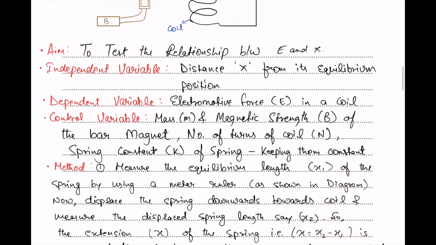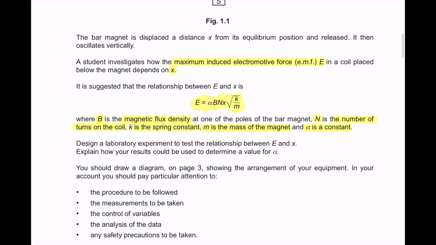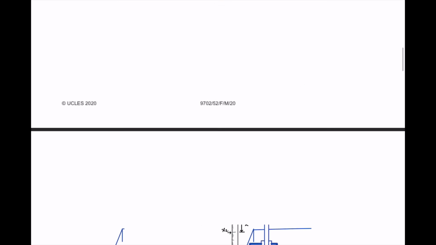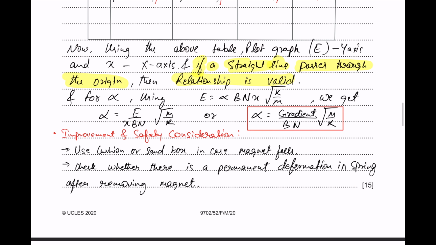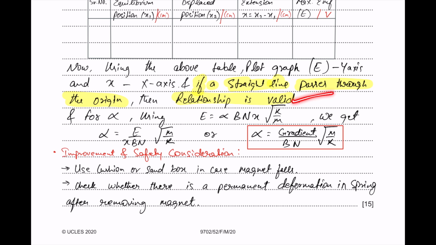According to the relationship given to us, how E and X are dependent. Look at this, this is a linear relationship. If we keep all others constant, E is directly proportional to X, so it is the power 1. So if we get a straight line passing through the origin, we can say the relationship is valid.